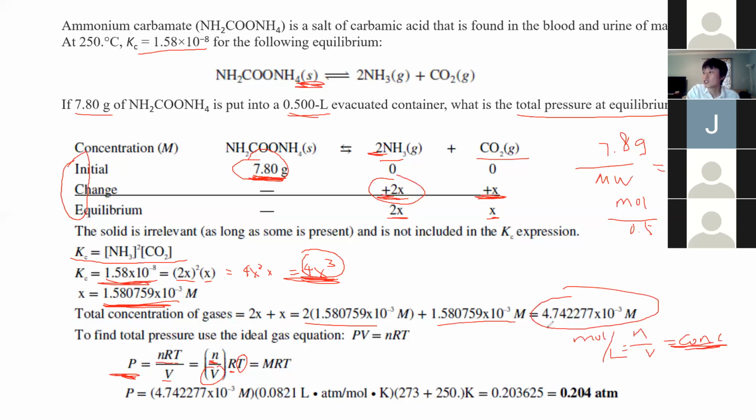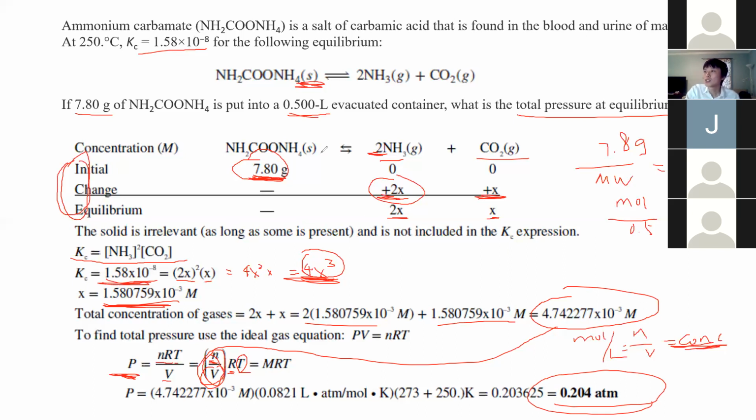This total concentration is equal to N over V. So that's N over V, and you times R, you times T, converting T into Kelvin. So this is the total pressure. The main idea is to know how to use this ICE table.